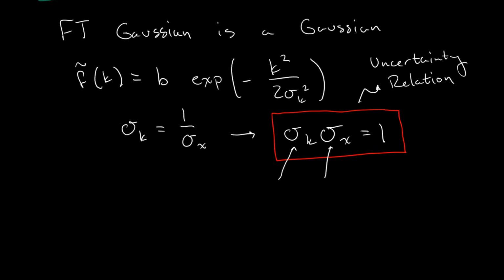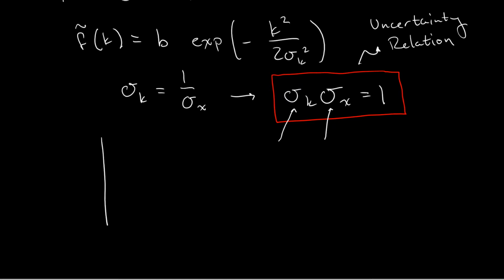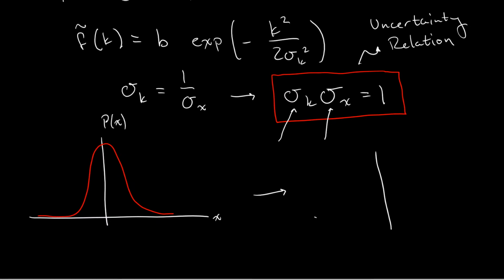So say I know in x a very, very sharp Gaussian like this. I don't know, call this p of x, some probability of x. Then the corresponding probability in k is going to be, let's say p tilde of k. This is going to be wider.